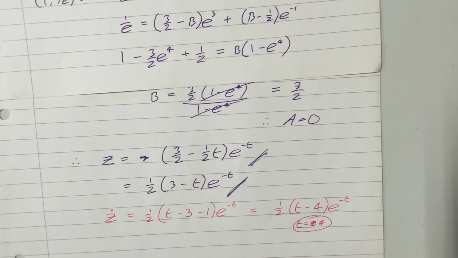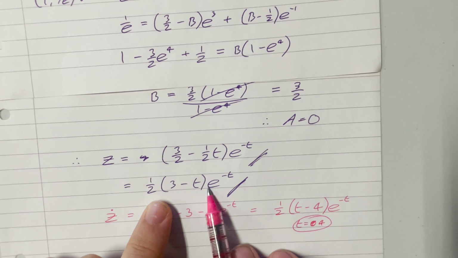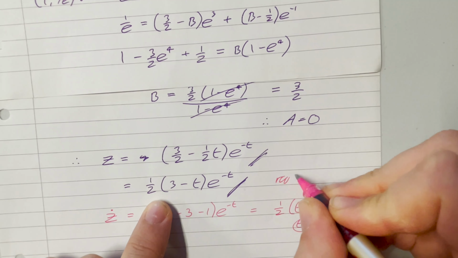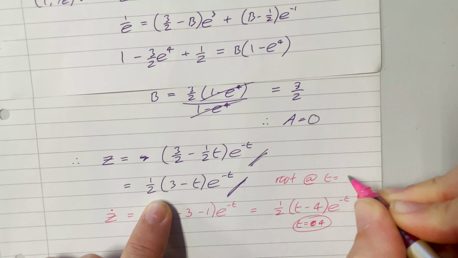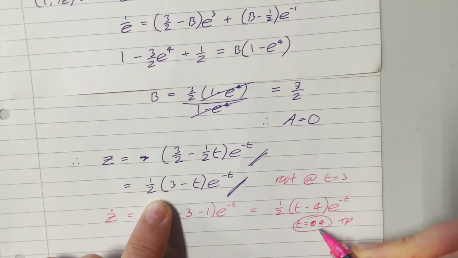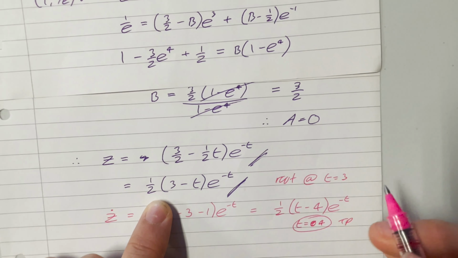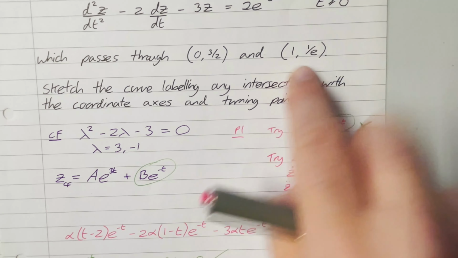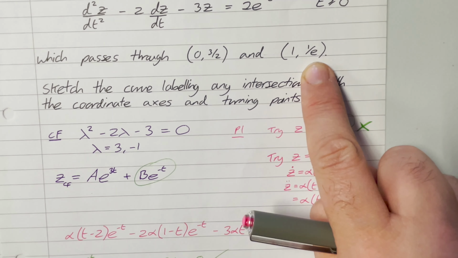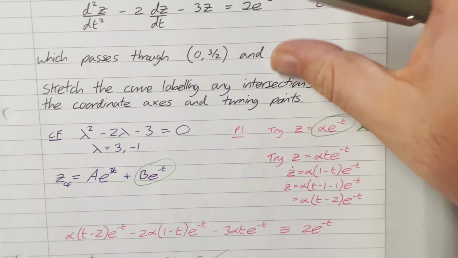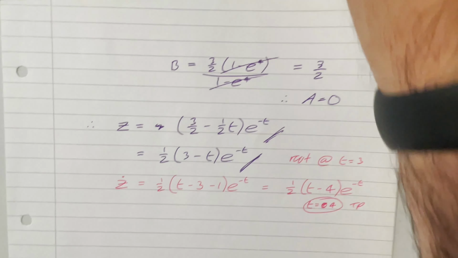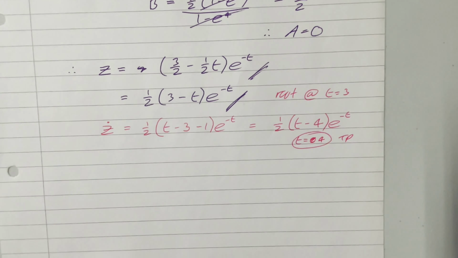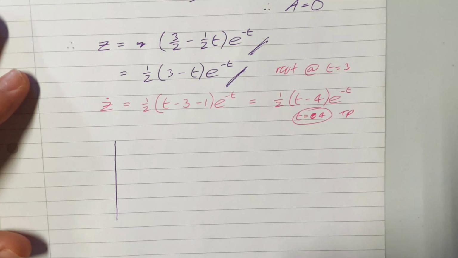I know from my conditions it goes through 0, 3/2 and 1 over e, and I can also see there's a root when t is 3. So root at t equals 3. That's a turning point there, that's a root there, and I've got 2 coordinates when t is 0 and t is 1. This is quite a small number, so about 0.4. So I can use all of that information to sketch my curve.